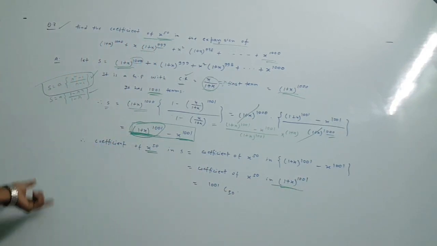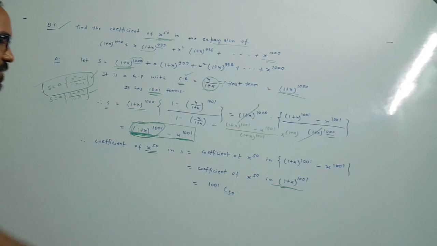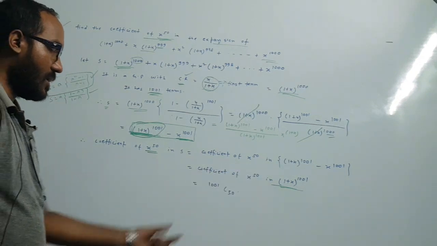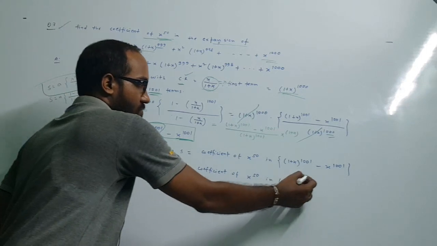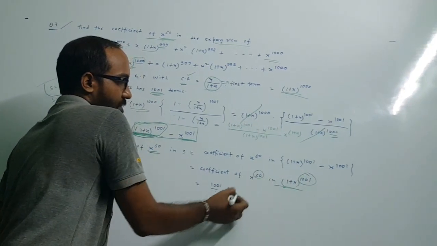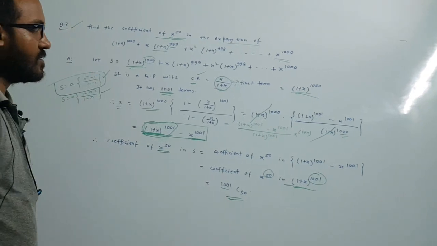Now, in the notes part, I have just shown you that the coefficient of x to the power r in 1 plus x to the power n is nCr. So here n is 1001 and r is 50. So 1001 C 50 would be your answer.